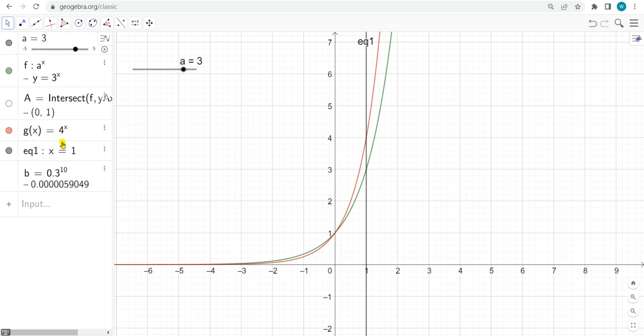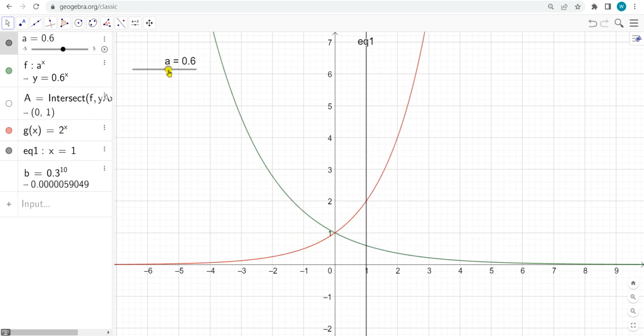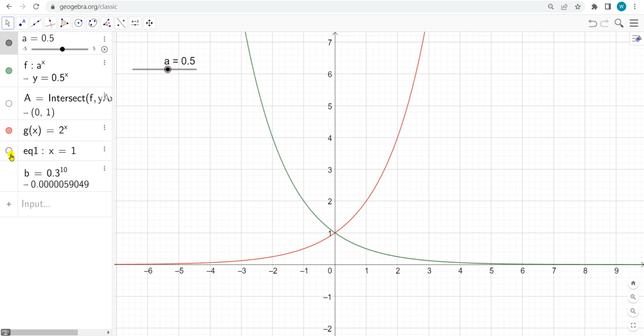One more thing, that is the graph of y equals 4 to the power x, and okay, I change to 2. Okay. Now I move a to become 0.5, that is 1 over 2. If there's a red graph y equals 2 to the power x and another graph y equals (1/2) to the power x, then they will reflect each other. They will reflect each other along the y-axis. They are reflectional symmetry to each other along the y-axis, just like a mirror image. Okay.